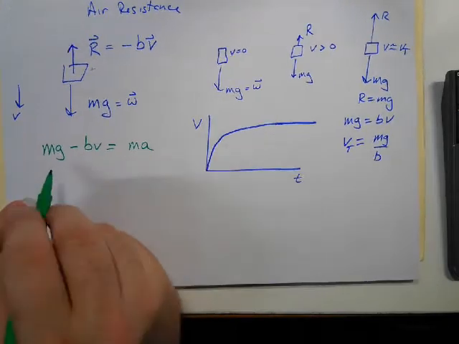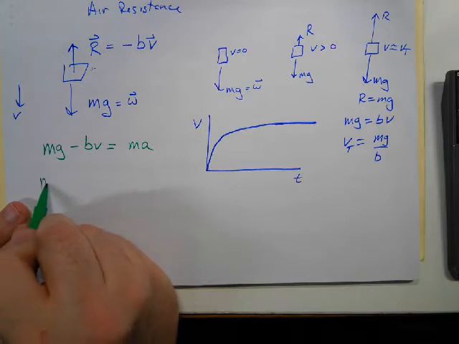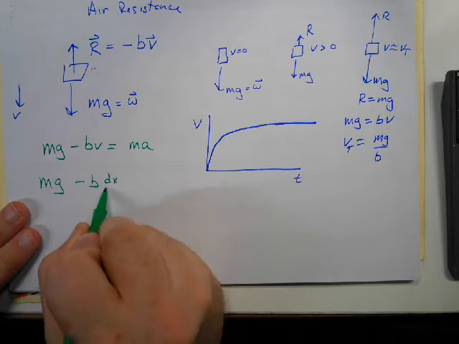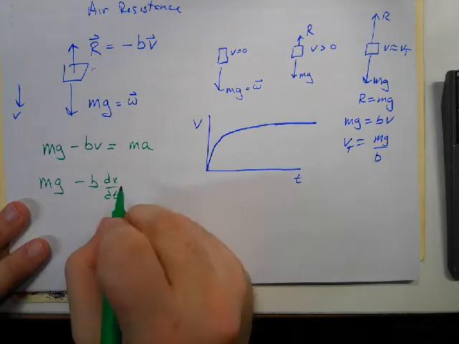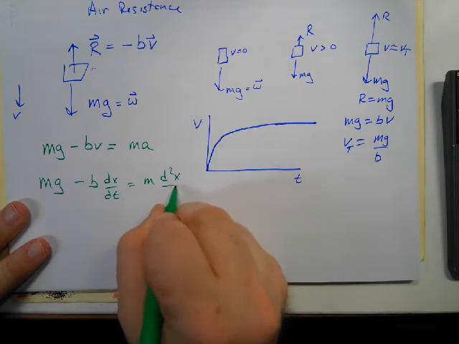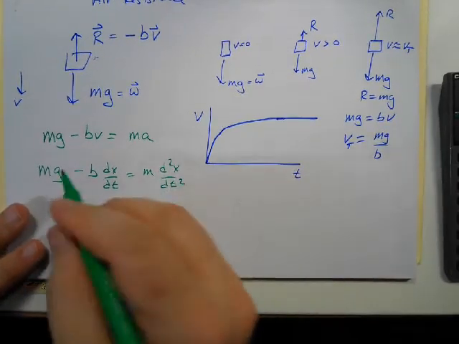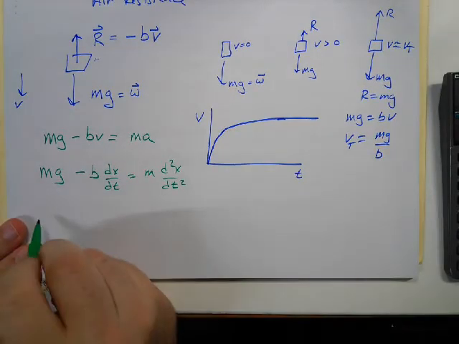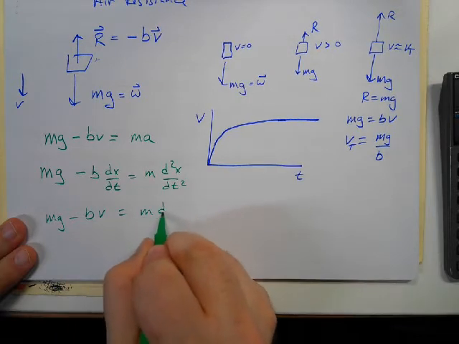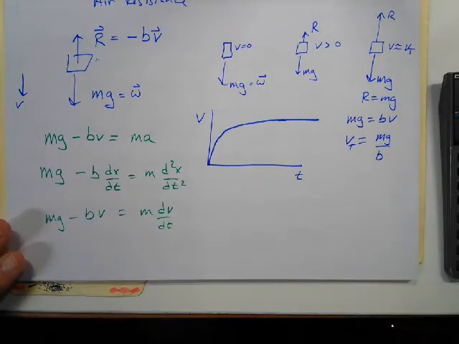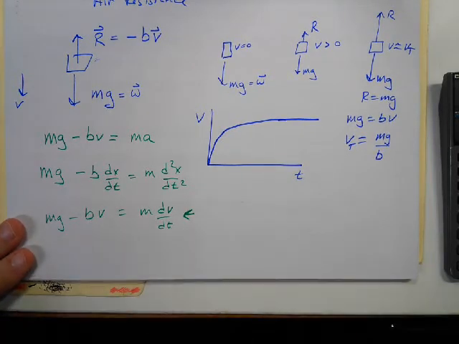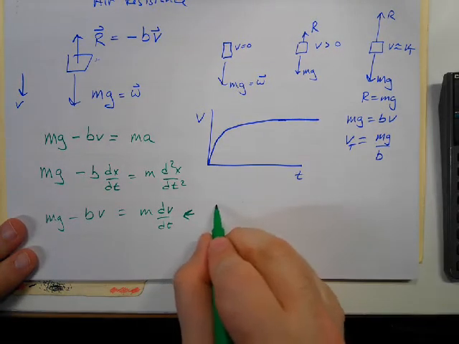This is not a good equation. Mass times g is a constant, minus b dx/dt, is mass times d squared x over dt squared. Or alternatively, I'll write it a slightly different way: mg minus bv is m dv/dt. So we can find an expression for the velocity probably a little bit easier, but this is a differential equation.